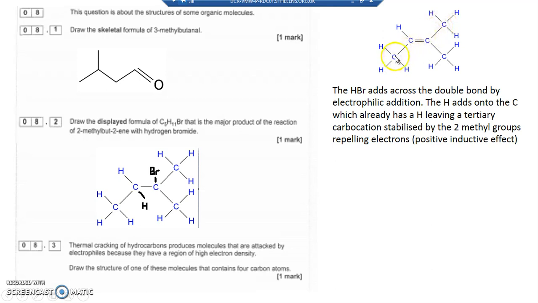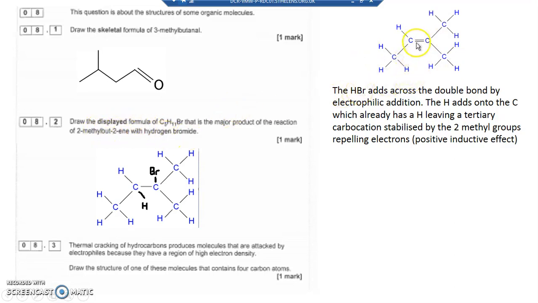And at carbon number 2, if I start labelling this as carbon number 1, carbon number 2, I've got a methyl group and I've got a double bond at carbon number 2 as well. I could put this methyl group here instead if I wanted to. But I've got 4 in a line, at carbon number 2, I've got a double bond and I've got a methyl group. So that's 2-methyl-butene with hydrogen bromide.